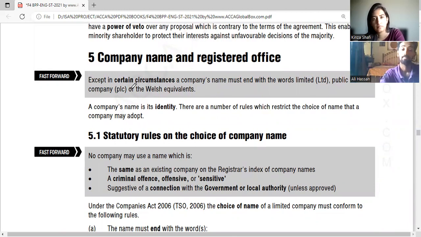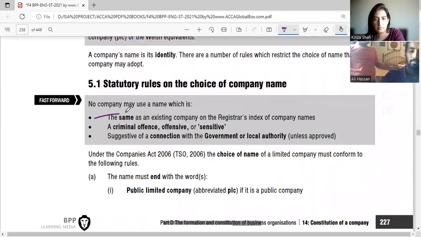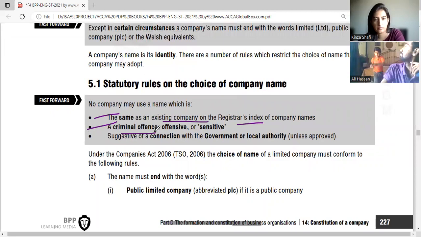Company name, registered office, of course you need one. Statutory rules on the choice of company name. You can't choose a name the same as an existing company on the registrar's index. You can't choose a name which will be a criminal offense or offensive or sensitive, like an Osama bin Laden company. You can't name a company like that.